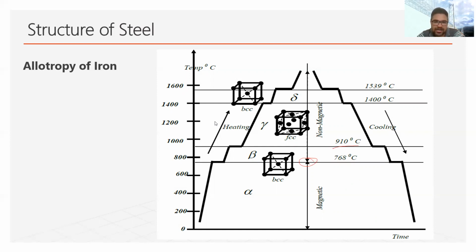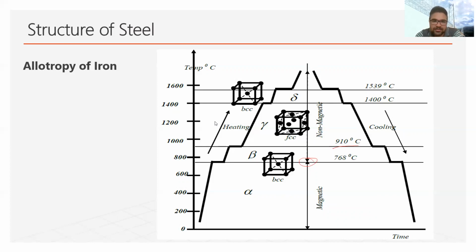Alpha iron is also known as ferrite. Beta iron is of no special significance, so I am considering that alpha is up to 910 degrees Celsius. Up to 910 degrees Celsius, the alpha iron will be termed ferrite, and this ferrite is basically very soft.